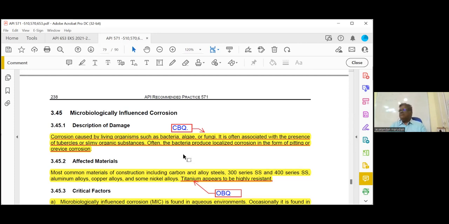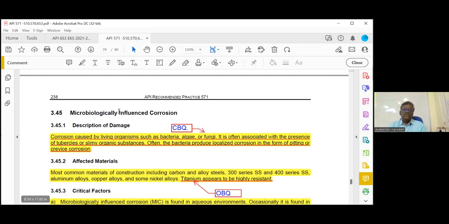Now finally, how to detect it? So which NDT will we use? Here we have to take a water sample and analyze it. Only water analysis is the NDT here. Whether MIC is happening inside, we have to check the water analysis. Okay, what is the soil, everything we have to check. And if the water has a bad smell, it means corrosion is happening inside. So these are the key points about MIC.